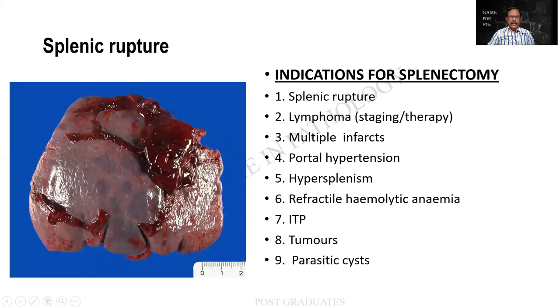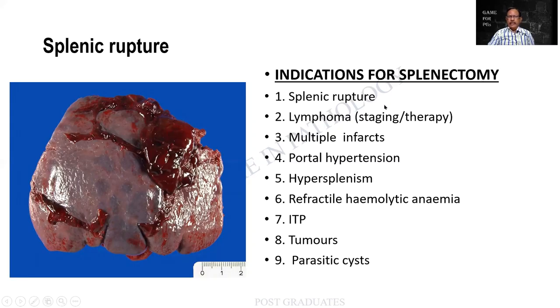Splenic rupture. As I told you, accidental rupture, traumatic one, or sometimes it is forensic, a stab injury, etc., can result in a tear of the parenchyma and the capsule. And what we will be seeing will be pools of blood. So what are all the indications for splenectomy?